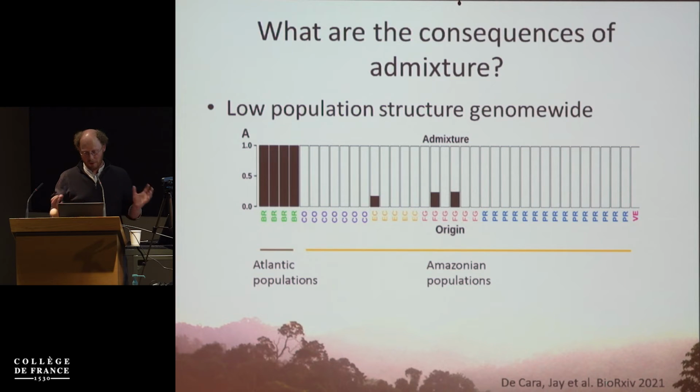So if we look at the population structure, but this time we look genome-wide, this is the most boring admixture plot.